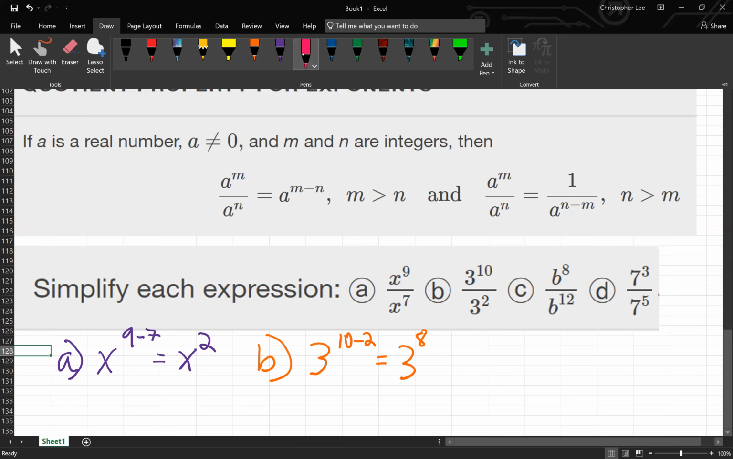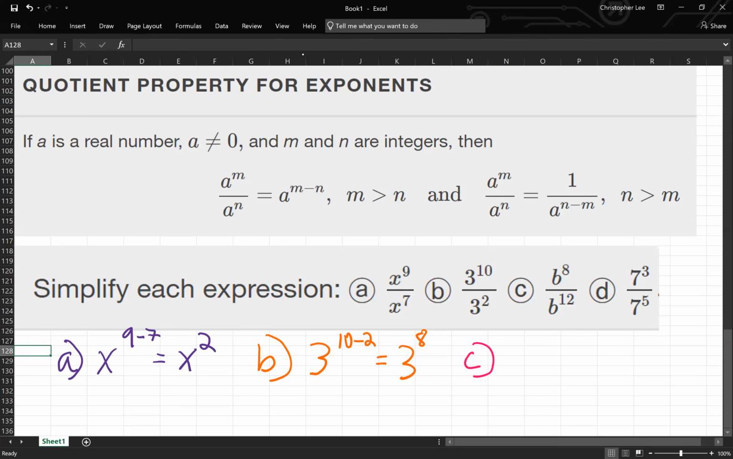Let me switch it up and go with the pink right now. So let's look at C. I got b to the 8th power divided by b to the 12th. We know that's going to be b to the 8 minus 12 power. Call that b to the negative 4 power.